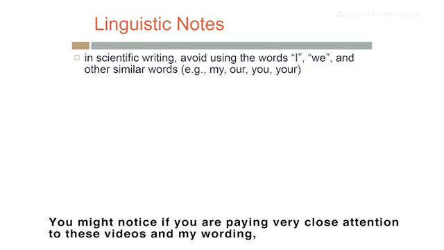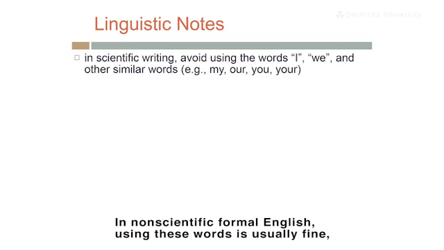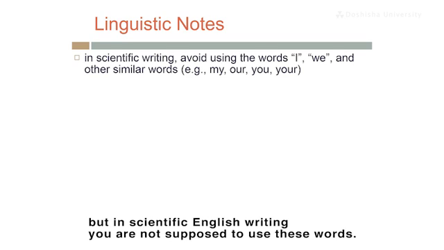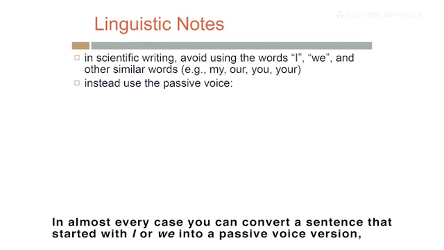documents. Now, you might notice if you're paying very close attention to these videos and my wording, I sometimes am using these words, but that's spoken formal academic English. It's fine. In non-scientific formal English, using these words is usually fine. But in scientific English, in writing, you're not supposed to use these words. So what do you do? Well, you use passive voice. In almost every case, you can convert a sentence that started with I or we into a passive voice version.